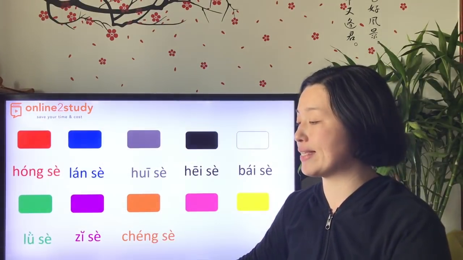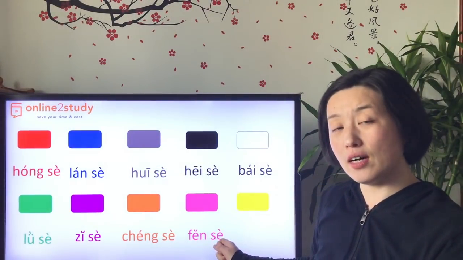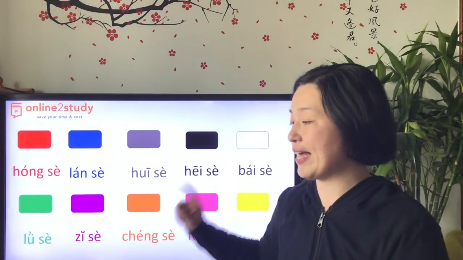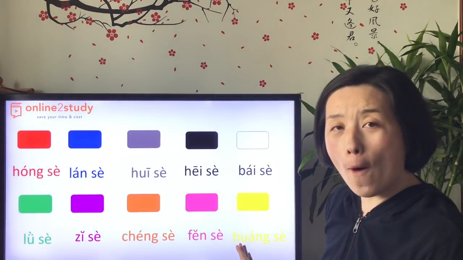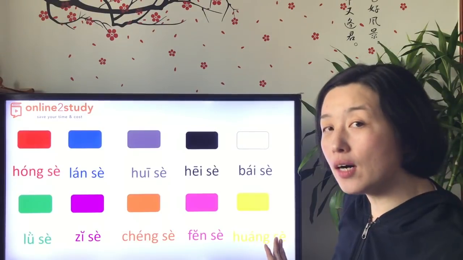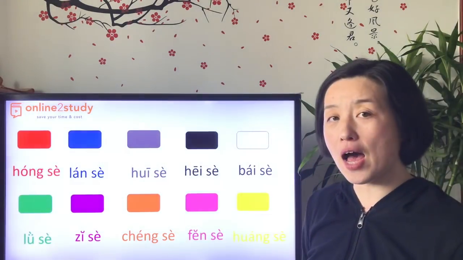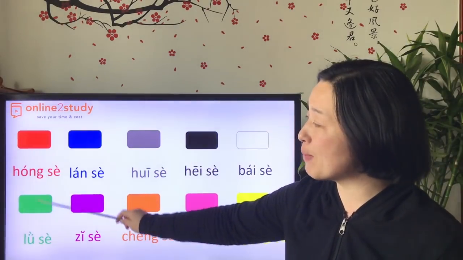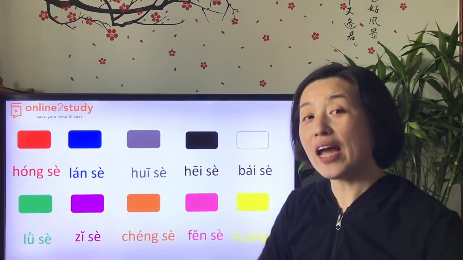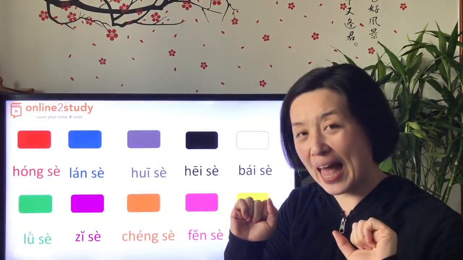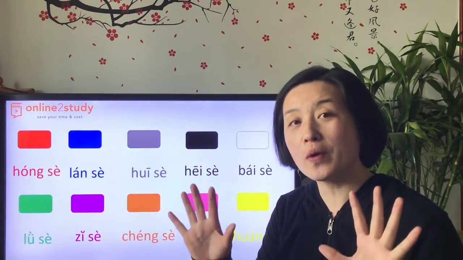橙色. What is pink? This is pink. So 粉色, 粉色. What is this? Yellow. 黄色. 黄色. How many colors did we learn? 1, 2, 3, 4, 5. Five, and then multiply by 2 will be 10. How to say 10? 10种颜色. Yes, 10 colors. So today we learn 10种颜色.